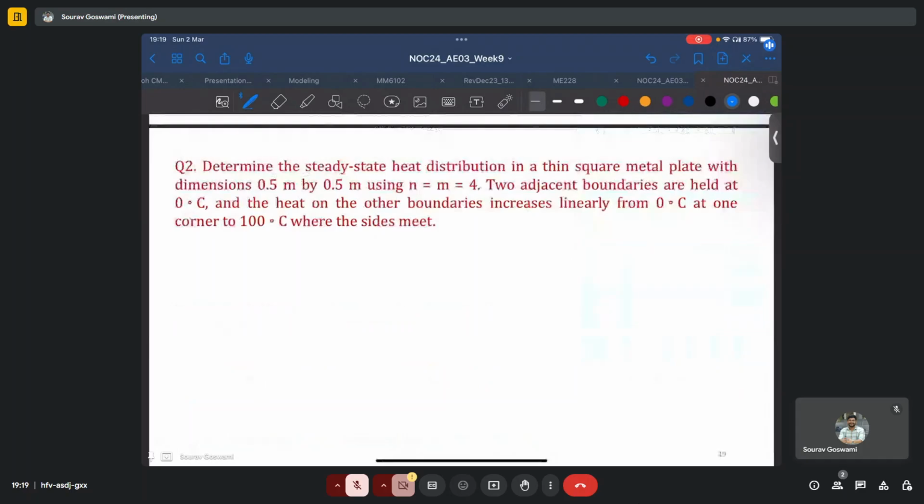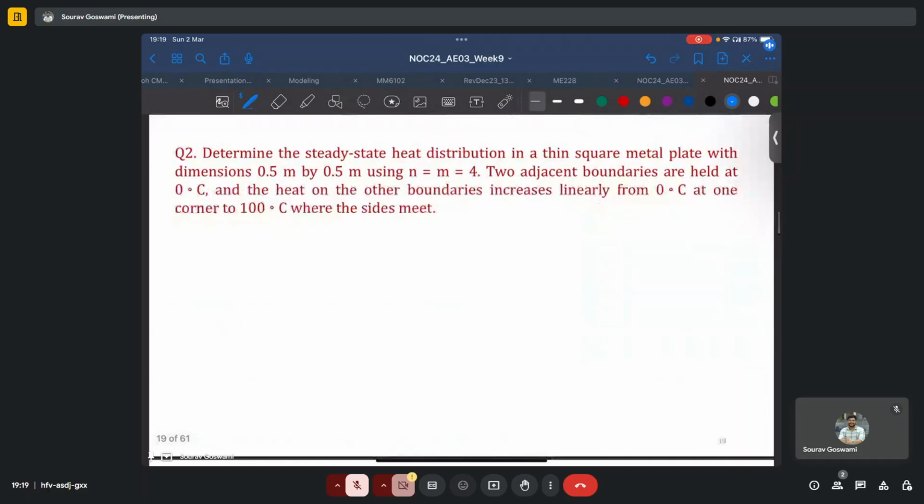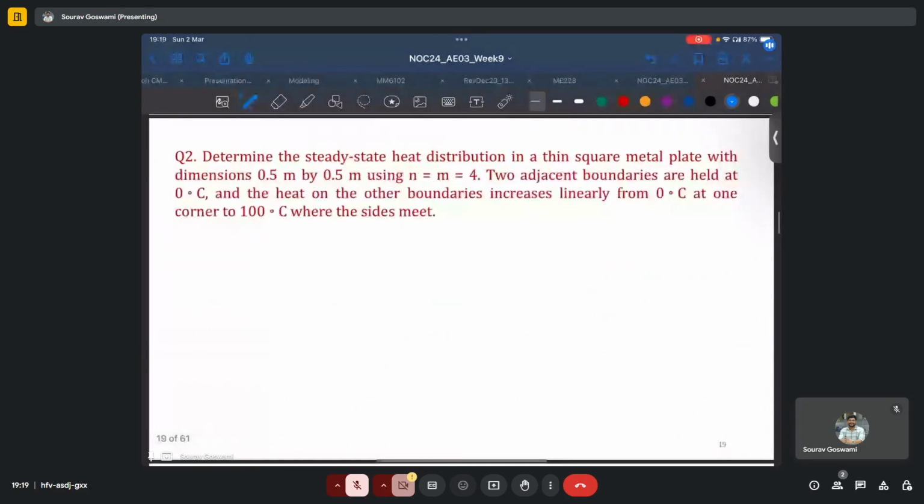So with these equations that we just saw, let us try to formulate a solution for a given problem. We will not try to solve the entire question and arrive at a numerical solution per se. But given the equations in the previous section, we'll try to arrive at the matrix form of the solution, which can always be solved by using some computer program. So let us try to do this. We are asked to determine the steady state heat distribution in a thin square metal plate with dimensions 0.5 meter by 0.5 meter using n equals m equals 4.